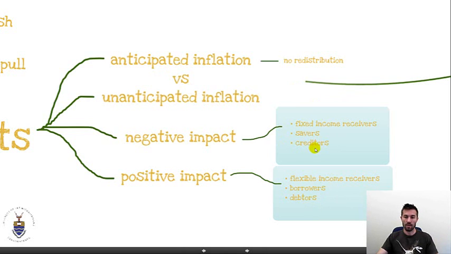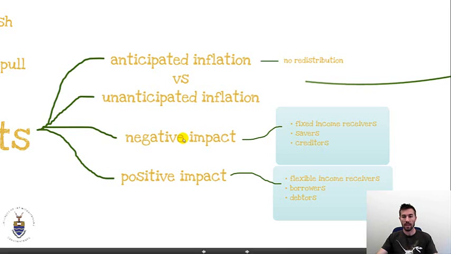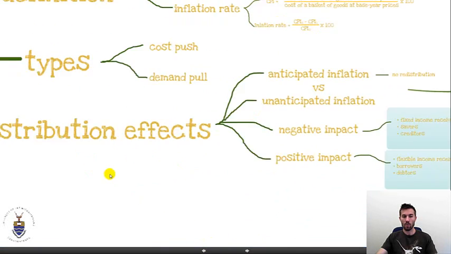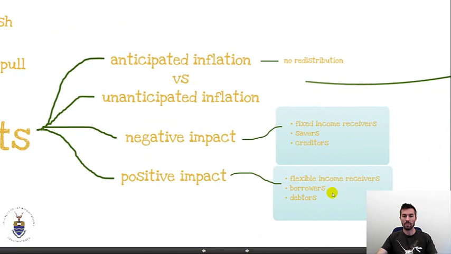And on the other side of that equation, fixed income receivers, or people who earn income that's not linked to inflation, savers and creditors, when they lend money, if inflation is higher than expected, they lose. If inflation is lower than expected, they win. So you can see that what's ultimately happening is that wealth is being redistributed between borrowers and savers when we have unanticipated inflation. These guys are potentially earning more or less than what they thought they would, and these guys are paying more or less than what they thought they would.